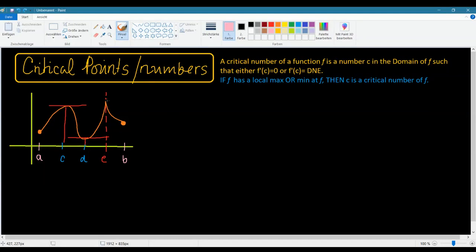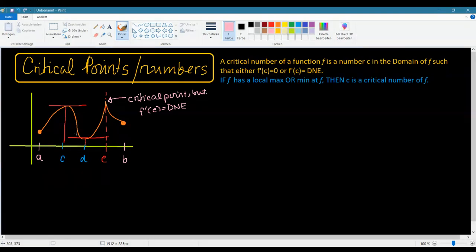So that's an example. But is it still a critical point? Absolutely. It's a critical point, but the derivative does not exist. So f prime of E does not exist. Okay. So just remember that because that's pretty important. Now, C and D, the derivative totally does exist, right?